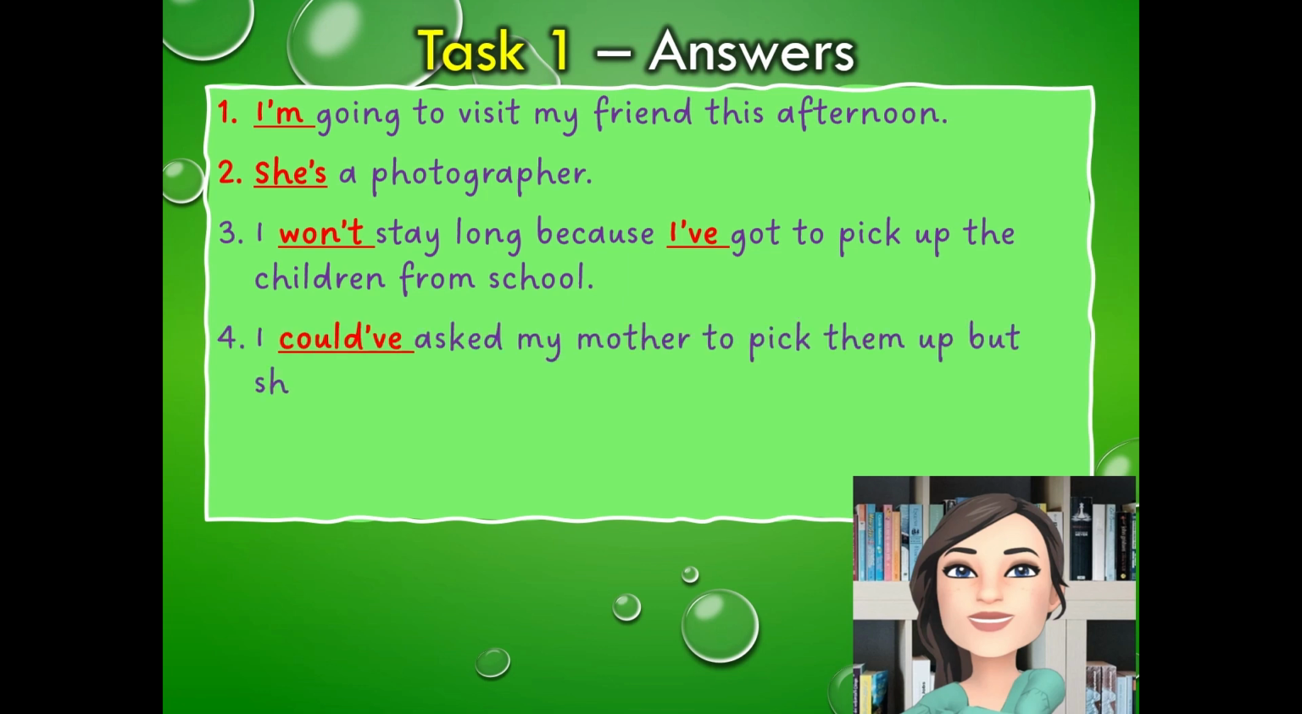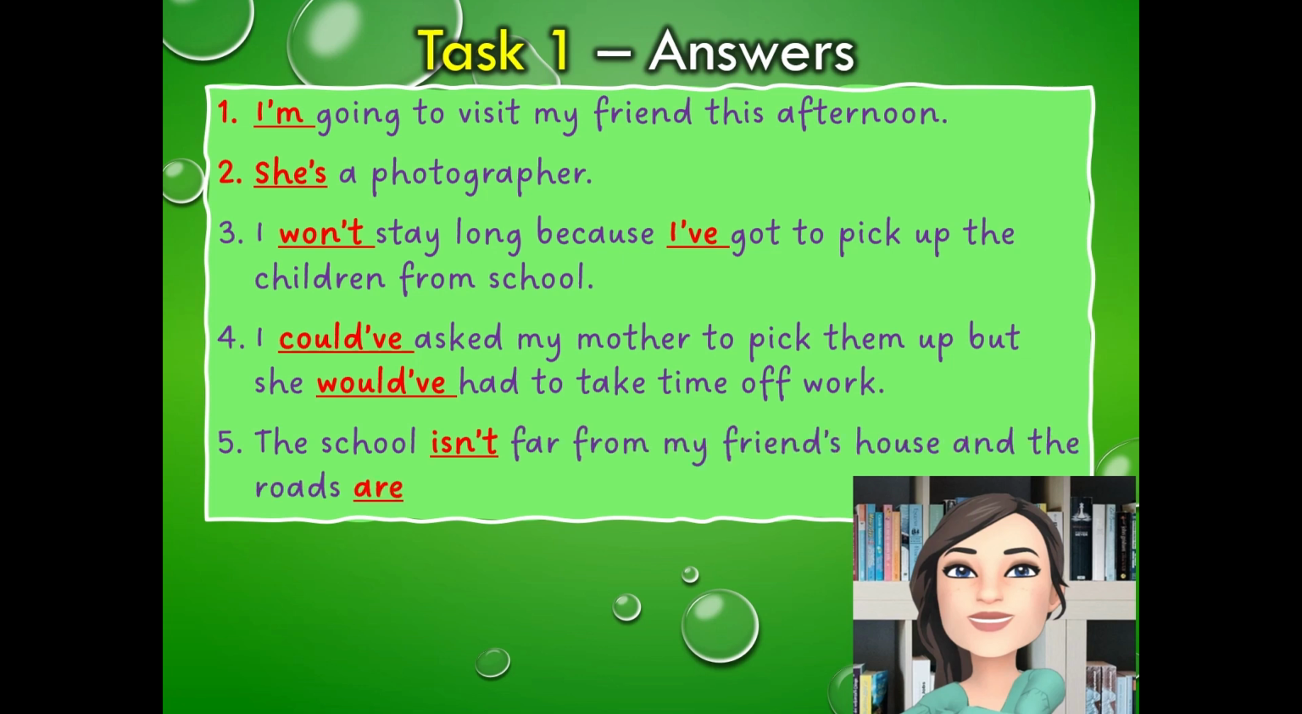Number 4. Could have becomes could've. Could apostrophe VE. And would have becomes would've. Would apostrophe VE. And number 5. Is not becomes isn't. ISN apostrophe T. And are not becomes aren't. AREN apostrophe T. How did you do?